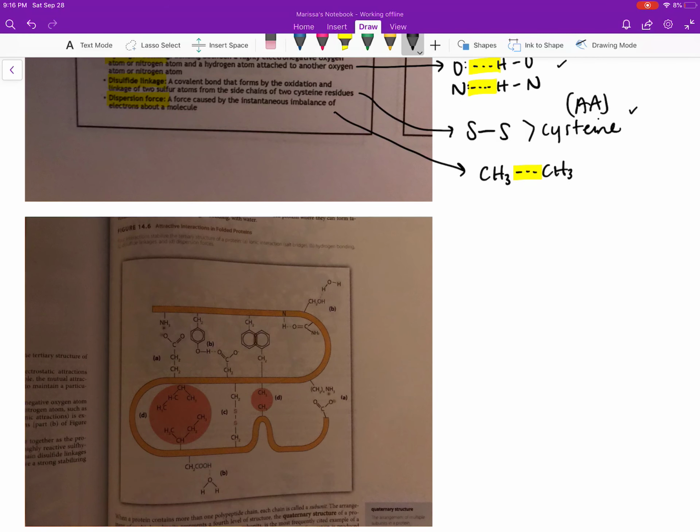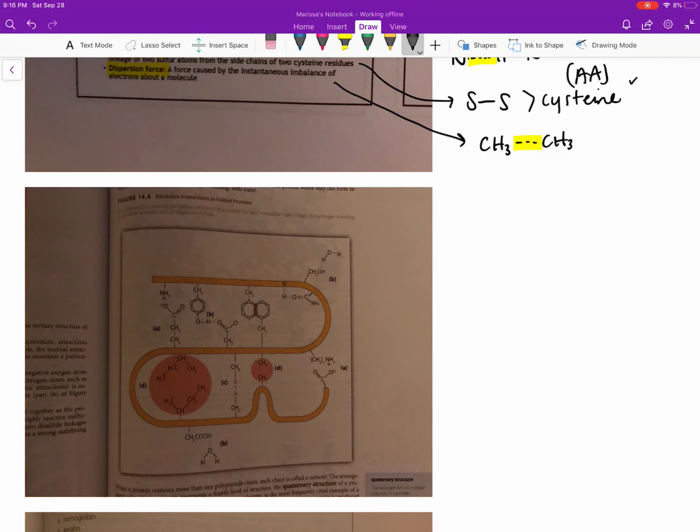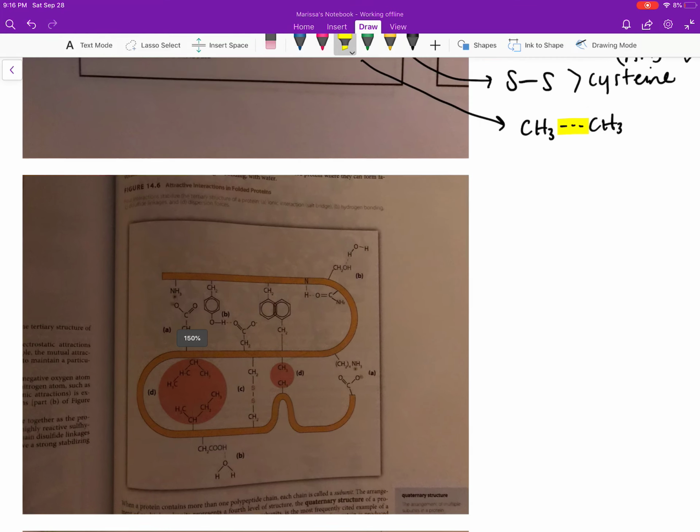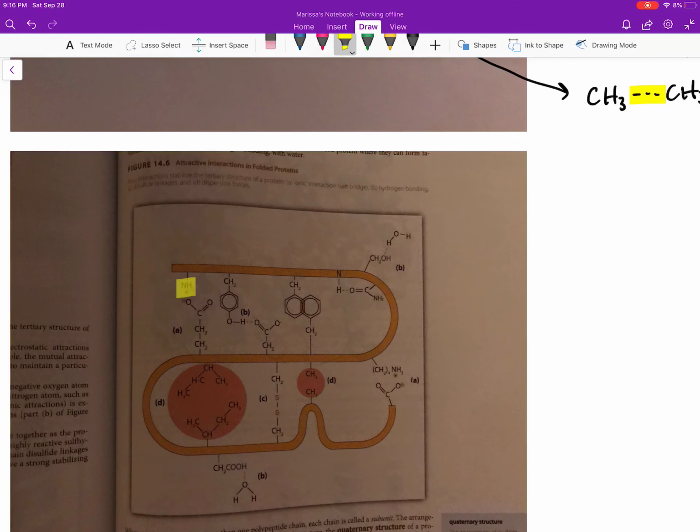Okay, so we see here we have our interactions. In this case, let me zoom in. Here I have a positively charged ammonia, or NH3, and an O minus. So this would be ionic. Here I have hydrogen bonding at B.